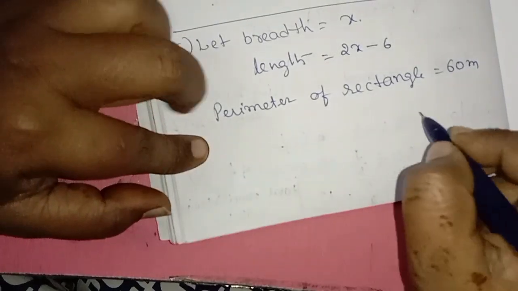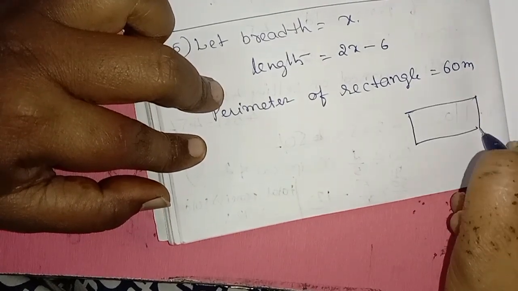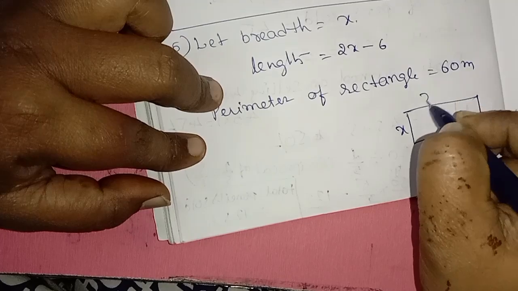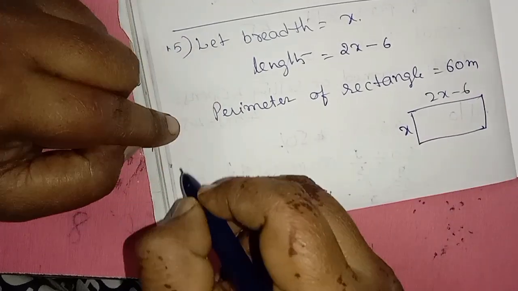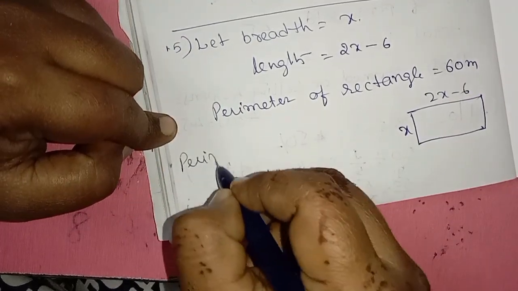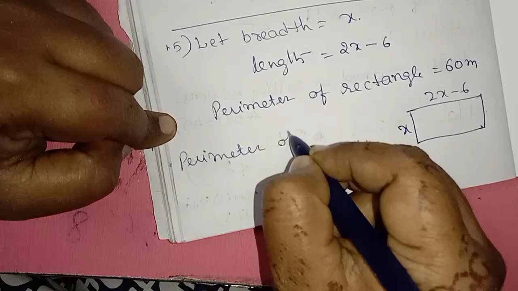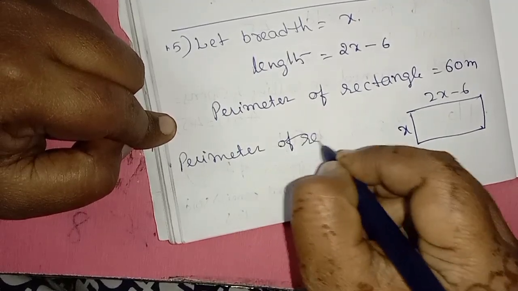Right. Now draw a diagram. So it is x and 2x minus 6. We know the formula for the perimeter of a rectangle. Perimeter of a rectangle.